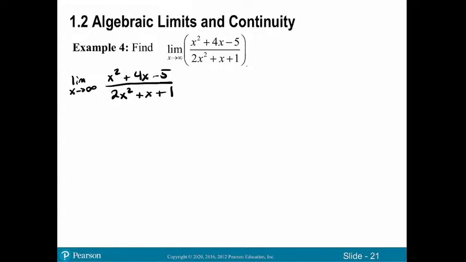Now I am going to change the form of it. I'm not going to change the actual question itself. I'm just going to rewrite it in a form where we can evaluate this at infinity. Since the highest power is x squared, I'm going to factor out an x squared from the numerator and the denominator and see what happens. So this is going to be the same as the limit as x approaches infinity of x squared over x squared.